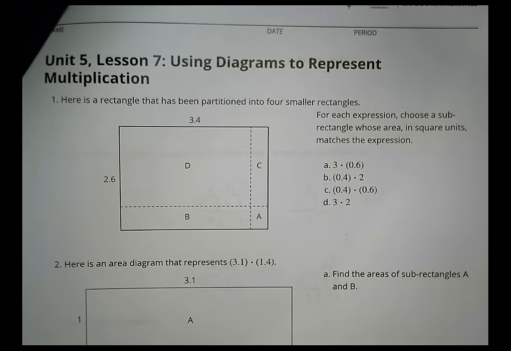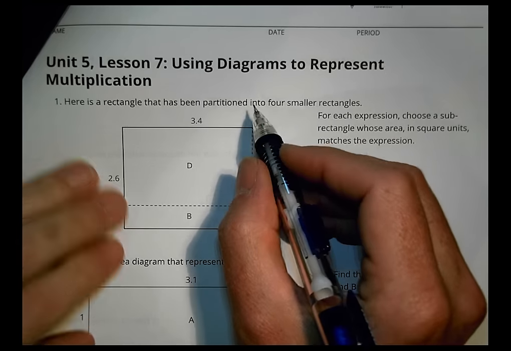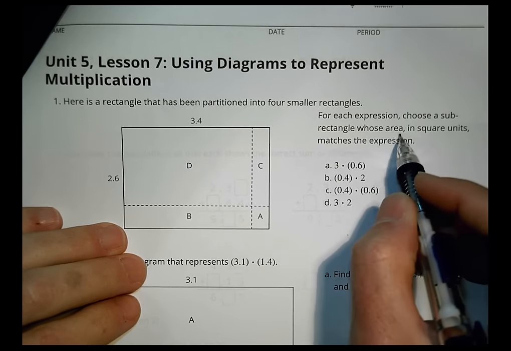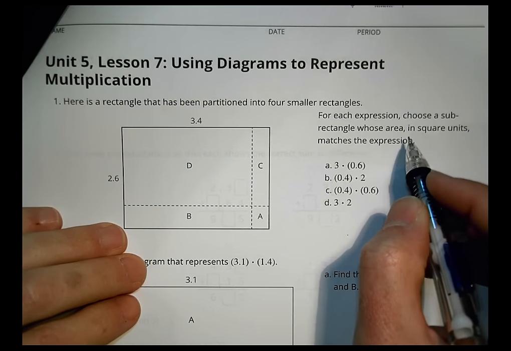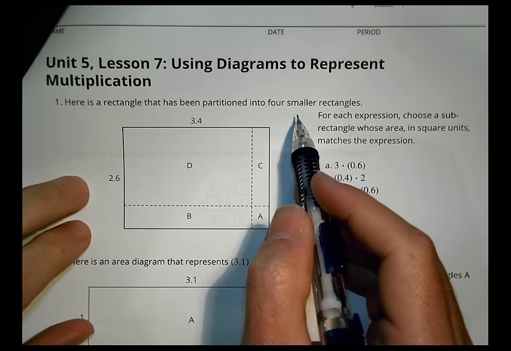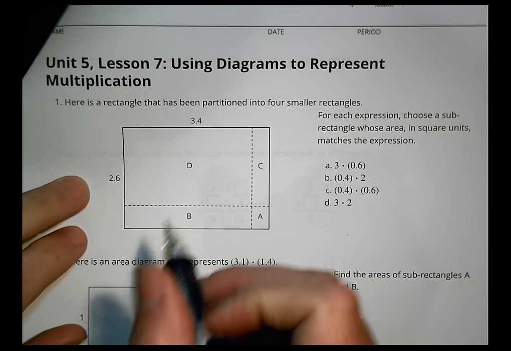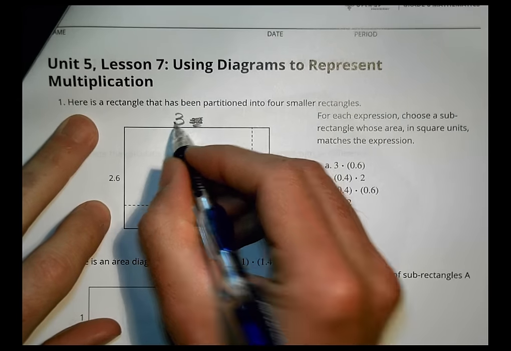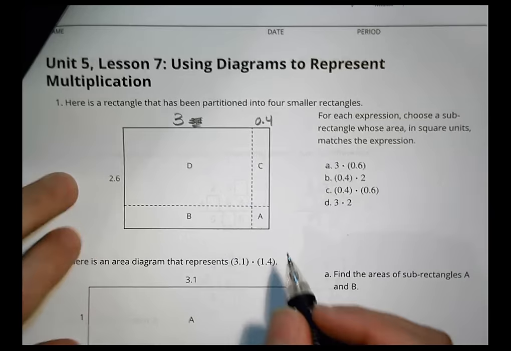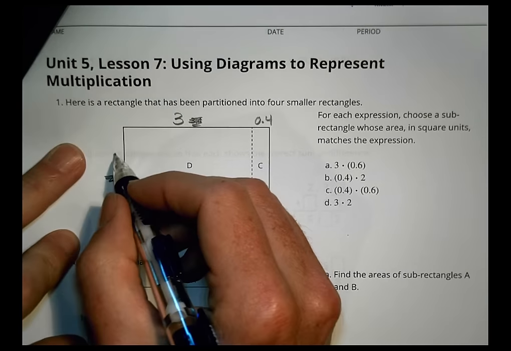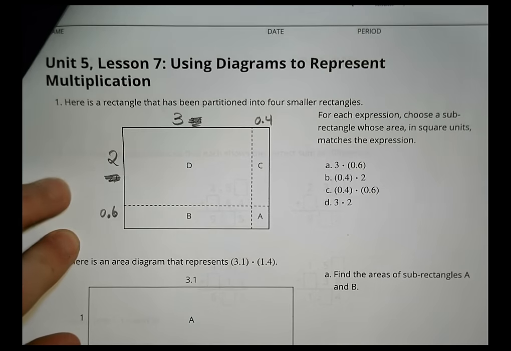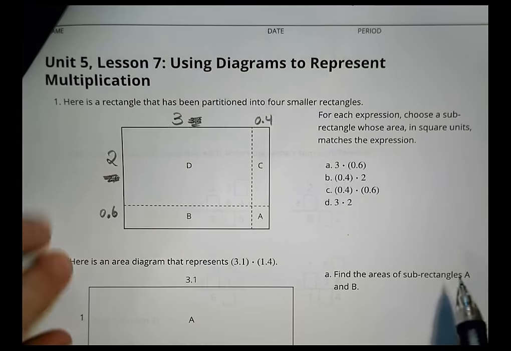Okay, Math 6, Unit 5, Lesson 7, homework help here, using diagrams to represent multiplication. Here's a rectangle that has been partitioned into 4 smaller rectangles. For each expression, choose a sub-rectangle whose area in square units matches the expression. We have 3.4 in total and 2.6 in total here, which means if I'm going to break this apart, instead of having 3.4, I would make this whole section 3 and this whole section 0.4. And over here, instead of having 2.6, I'd make this larger section 2 and the smaller section 0.6. That's how that would be broken apart.